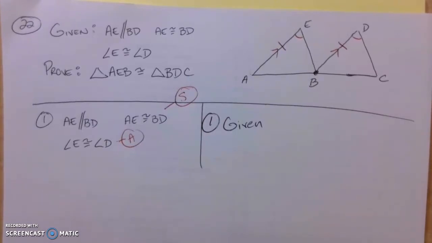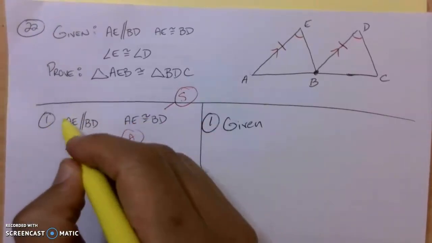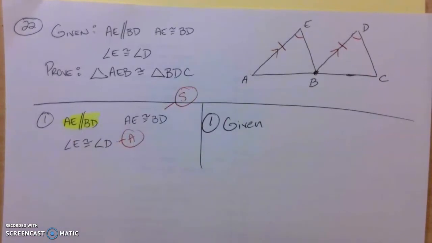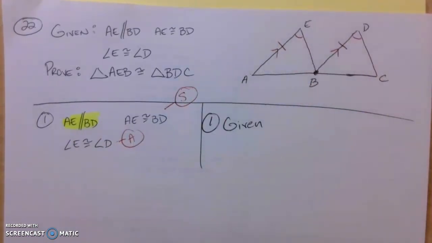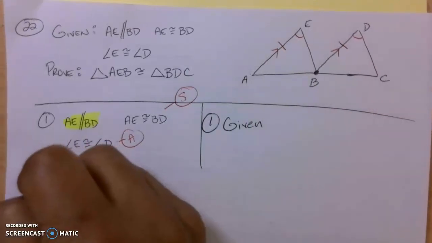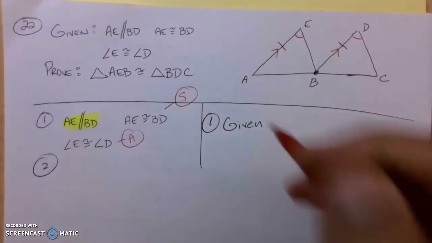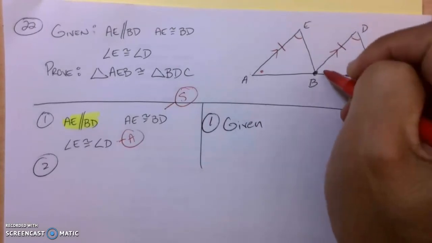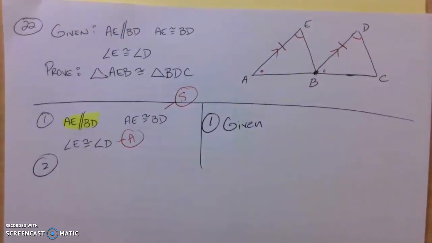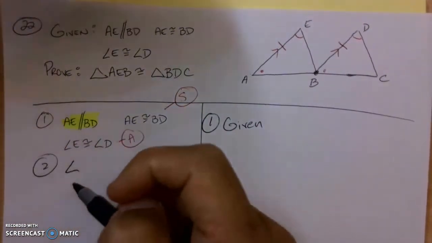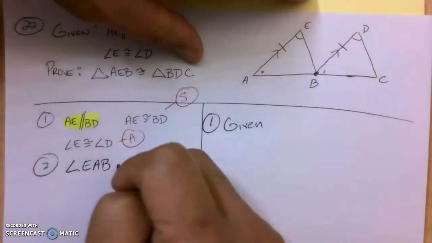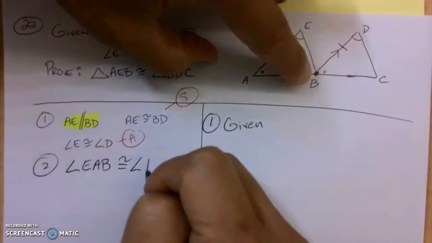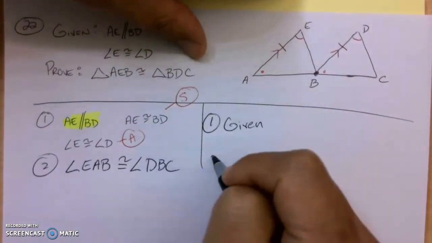What they did mention for some reason in the given, we got 2 parallel lines. And when you have parallel lines, a lot of angles could be equal. And in fact, this dot angle is equal to this dot angle. So let's write down this angle where the dots are. Angle EAB is equal to angle DBC. Now we need a good reason.